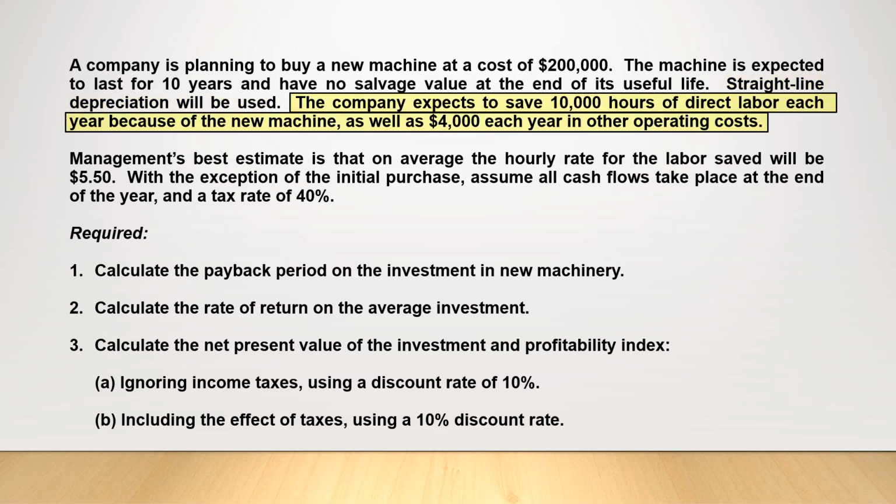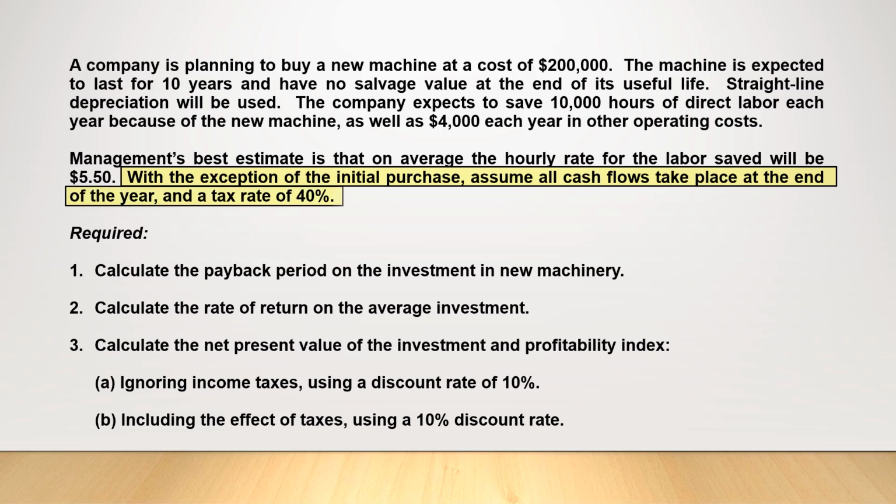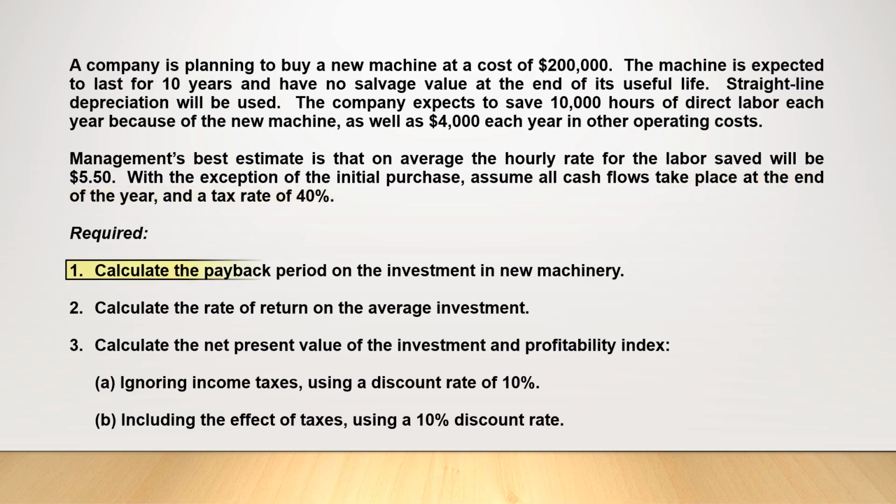The company expects to save 10,000 hours of direct labor each year because of the new machine, as well as $4,000 each year in other operating costs. Management's best estimate is that on average the hourly rate for the labor saved will be $5.50. With the exception of the initial purchase, assume all cash flows take place at the end of the year and at a tax rate of 40%. Let's work down this list, starting with calculating the payback period on the investment in the new machinery.